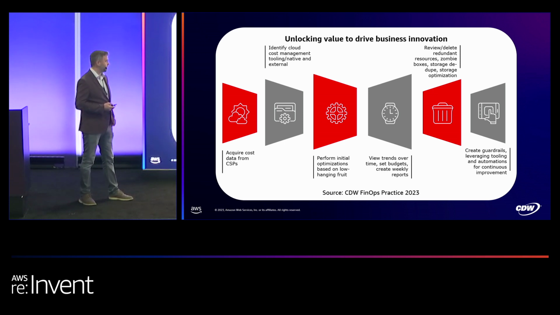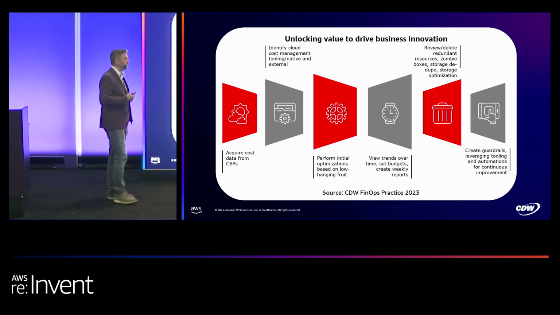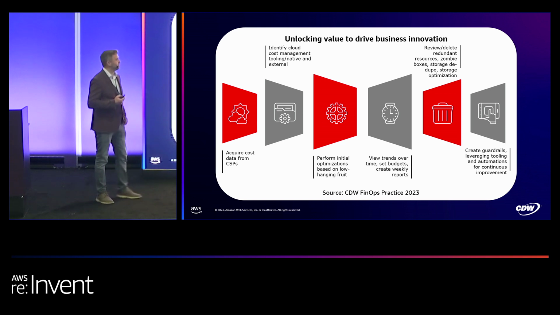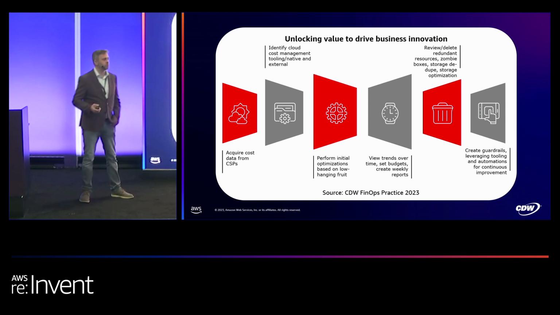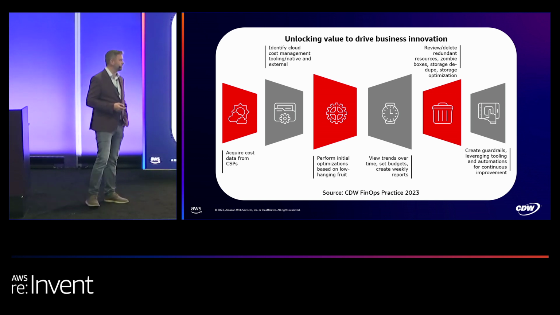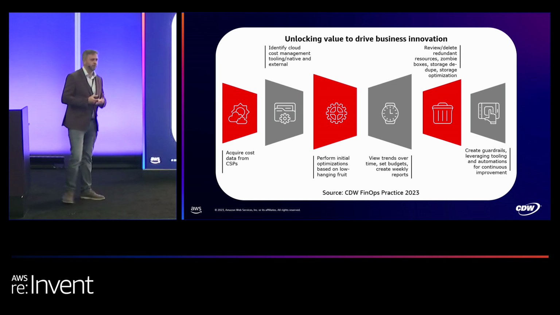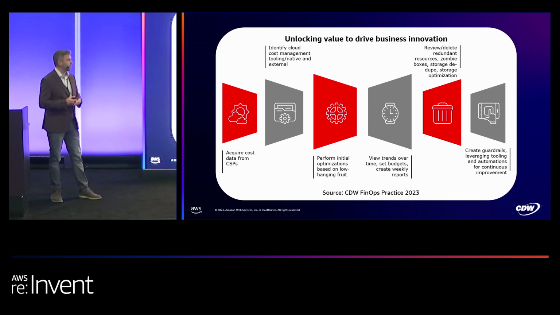So the next step is to view trends, budgets, set weekly reports. You'll want to talk about ways that you can view, delete redundant infrastructure, zombie boxes, storage optimization opportunities, and ultimately, through automations, you want to create guardrails that will leverage tooling and get you towards that continuous improvement.